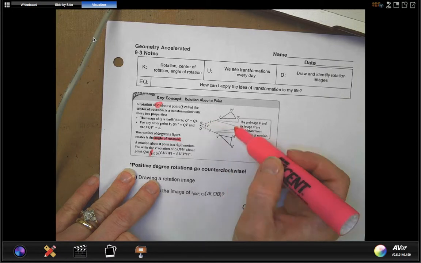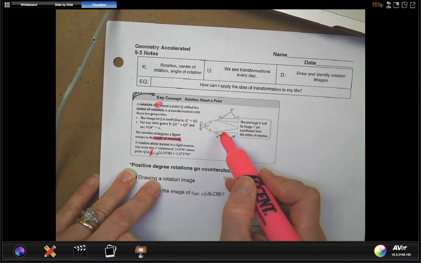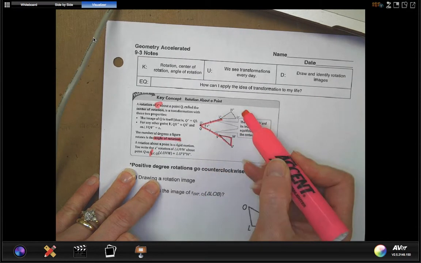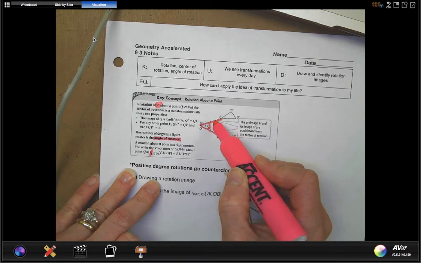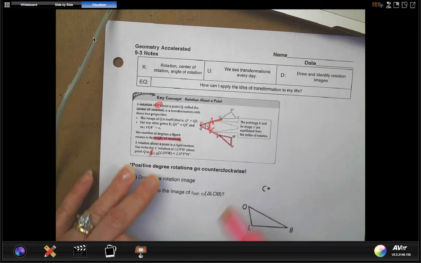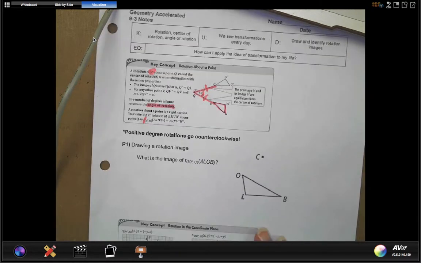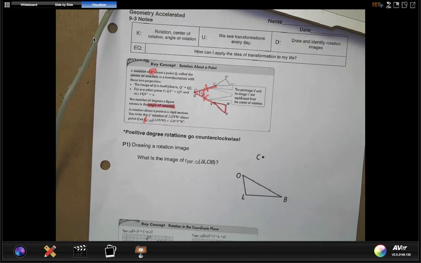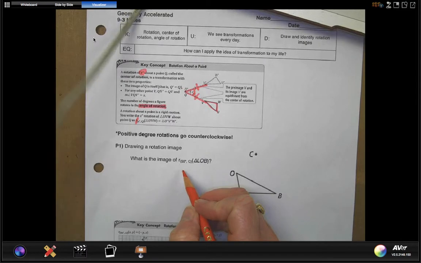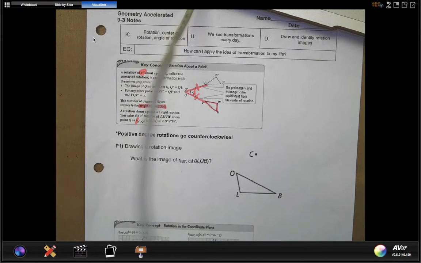Basically what happens, this right here is the original image. When we rotate it, the angle between these two is whatever that angle of rotation is, and then these segments have to be congruent. I'm going to show you down here doing this one. In this one I am rotating 50 degrees around that point C there.